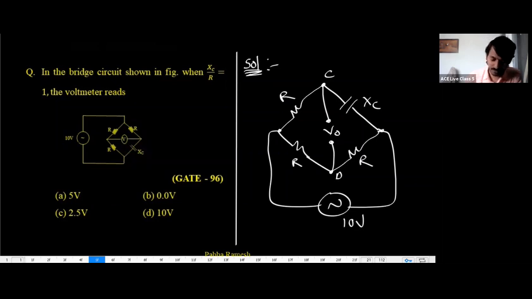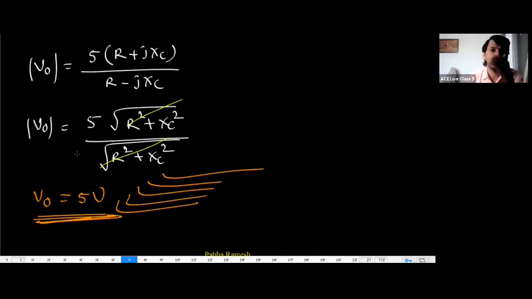Any more confusion? Kindly let me know. Generally, many of you give 0 volt only. Got it? So that's why in AC bridges, you need to concentrate on magnitude and angle in the corresponding voltage drops or corresponding impedances. Finally, you can take the corresponding value.